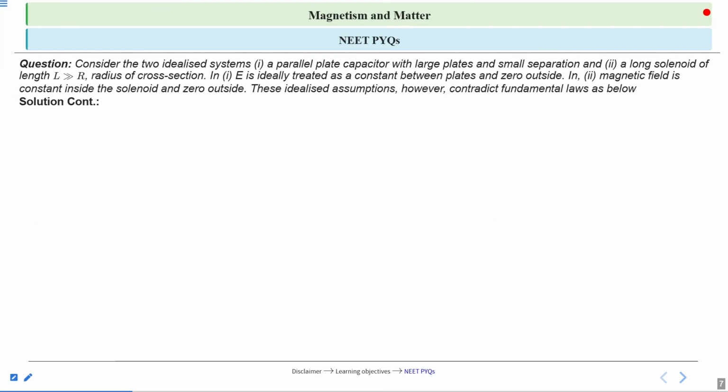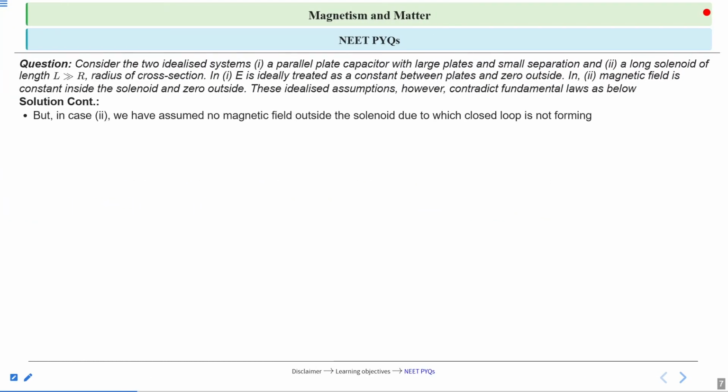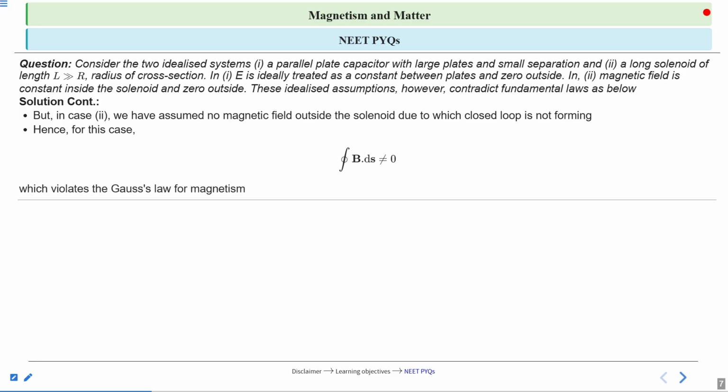But in case 2, we have assumed no magnetic field outside the solenoid, due to which a closed loop is not forming in case 2. Hence, for this case, the integral of B dot ds over a closed surface is not equal to 0, which violates the Gauss law for magnetism. Because according to Gauss law for magnetism, B dot ds over a closed surface is always equal to 0. But because in case 2 we have assumed no field outside, the integral over the closed surface B dot ds is not equal to 0, which violates the Gauss law for magnetism.